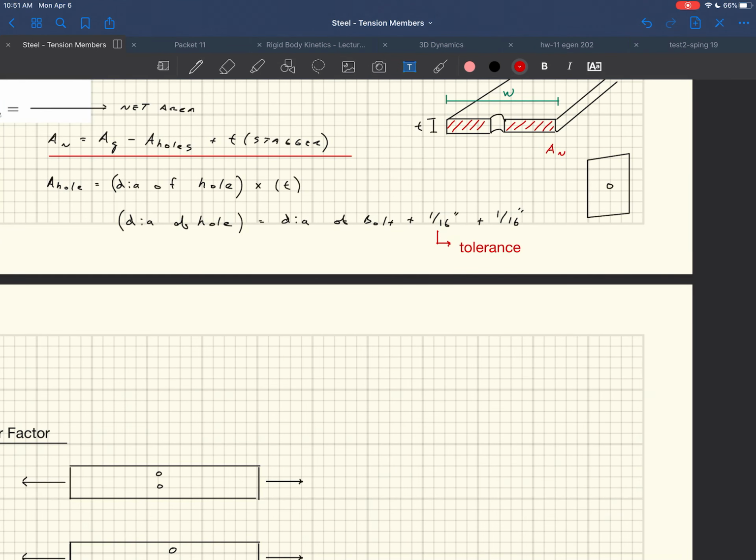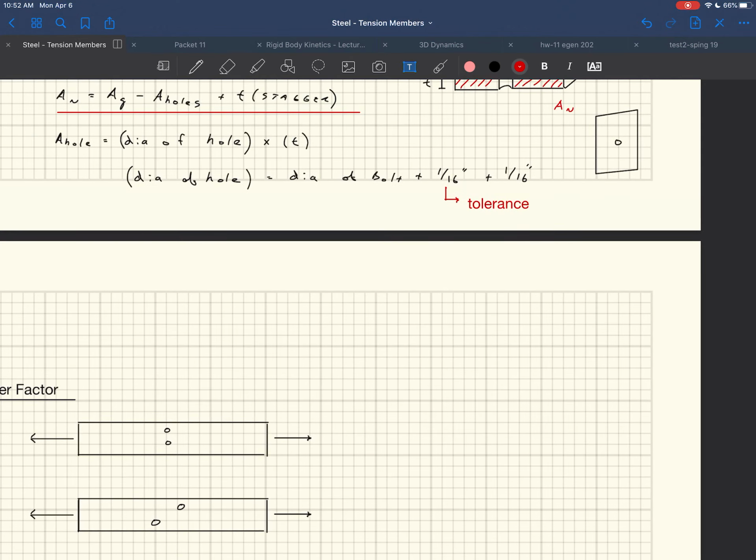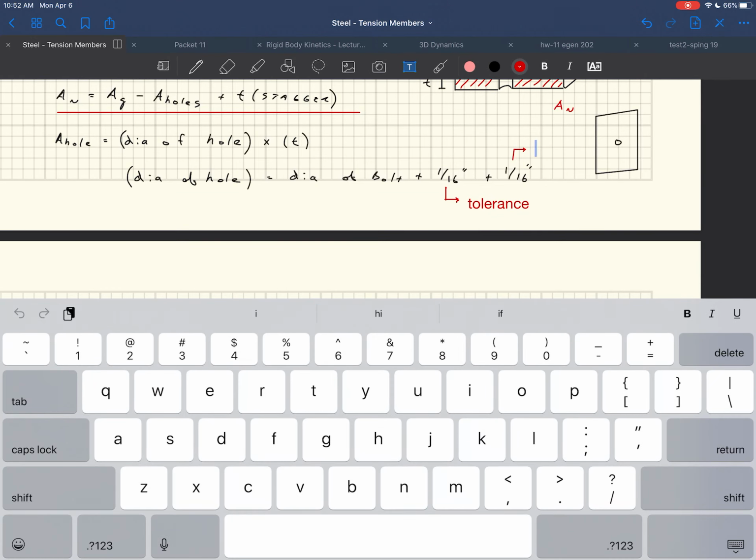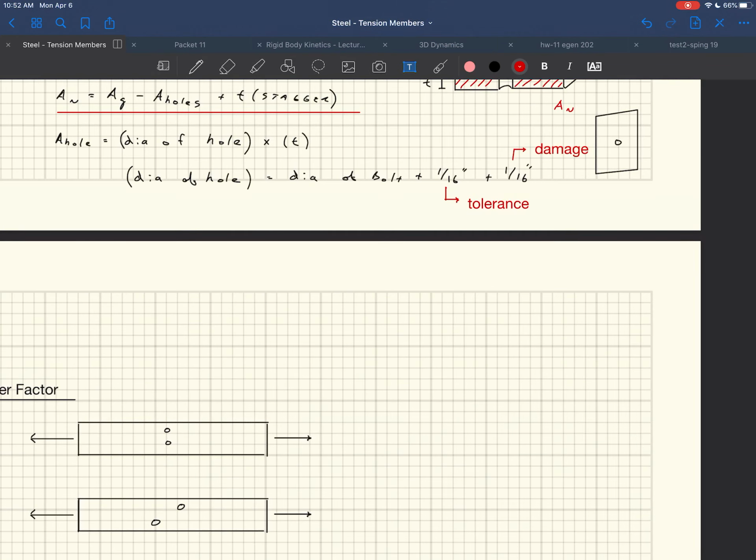What I mean by tolerance is it just gives a little extra room so that the bolt will fit through that hole. And then there's another one floating around. One's for tolerance, and they come from two different sections of the code. Unfortunately, I don't have in front of me right now which sections of the code those come from. And this one is for damage, if for some reason you're in the process of drilling or punching the holes. You may have seen that in that video. If you didn't, you should watch that video.